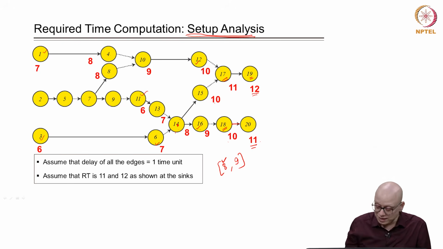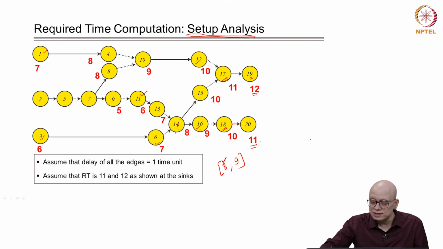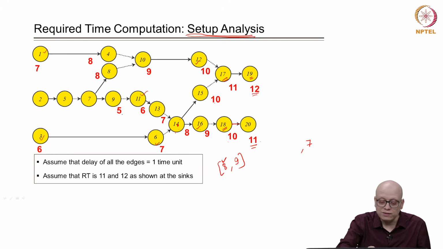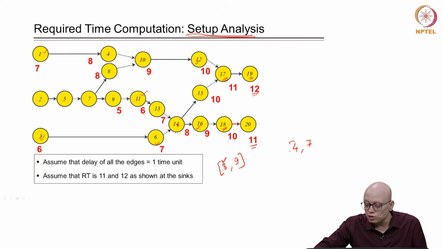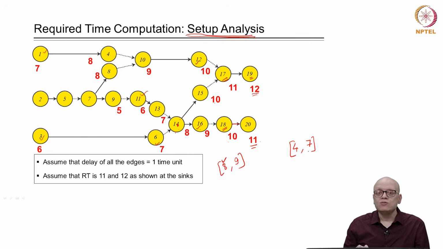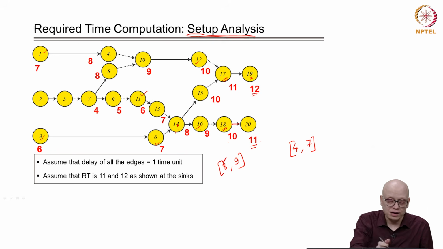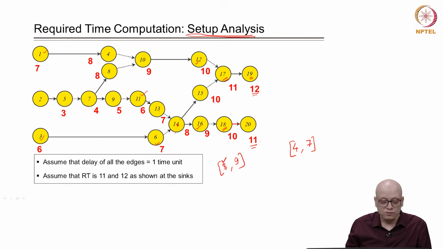At vertex 9 we have the required time as 5. Now, at vertex 7 we have to apply the min operation. So, 8 minus 1 is 7, right, and 5 minus 1 is 4. Out of this the minimum is 4. So, at vertex 7 the required time will be 4, right. Now, for vertex 5 the required time will be 3 and for vertex 2 it will be 2, right.